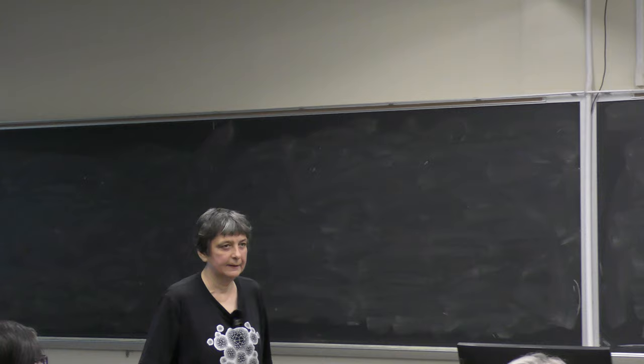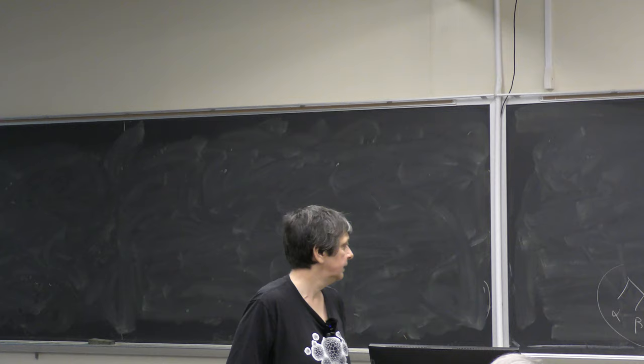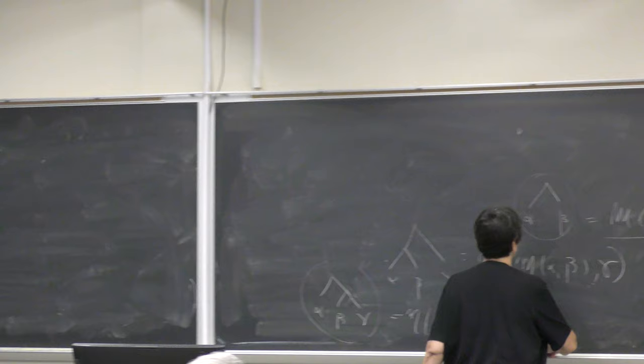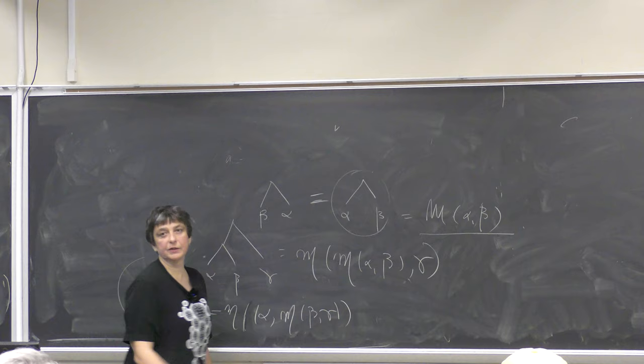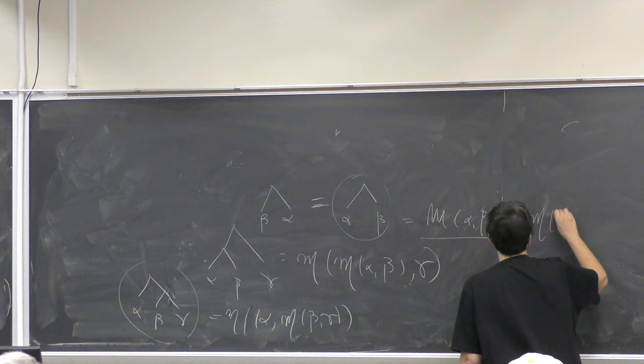So concretely, the operation is supposed to be commutative in alpha and beta. So if we were to interchange alpha and beta on this, the point is that these trees are not planar, right? So this tree is actually the same as this tree, and that corresponds to saying that this operation is commutative.